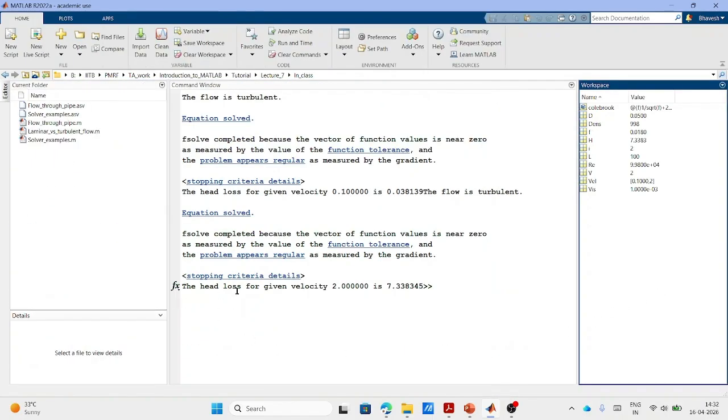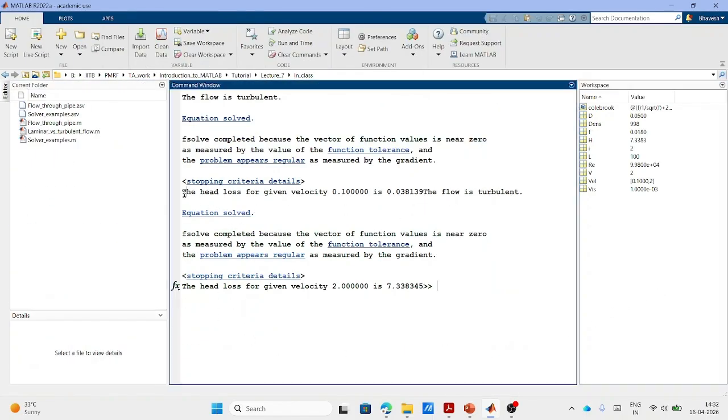Okay. So we have got two results. The head loss for a given velocity is this. The flow is turbulent. Again, the flow is turbulent, and these are the head losses that we get. For the first case, since the velocity is low, we are getting 0.0381 as a head loss. For the second case, for the given velocity of 2, your head loss is 7.33 meter.